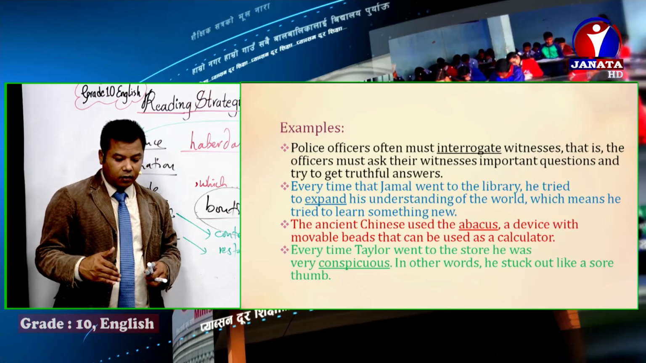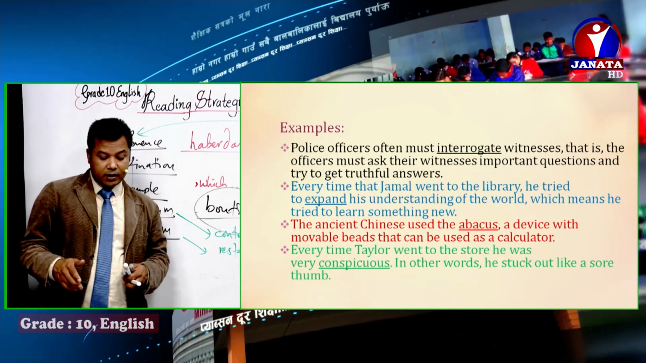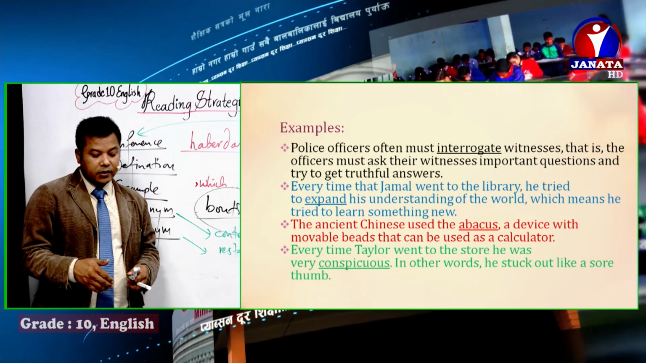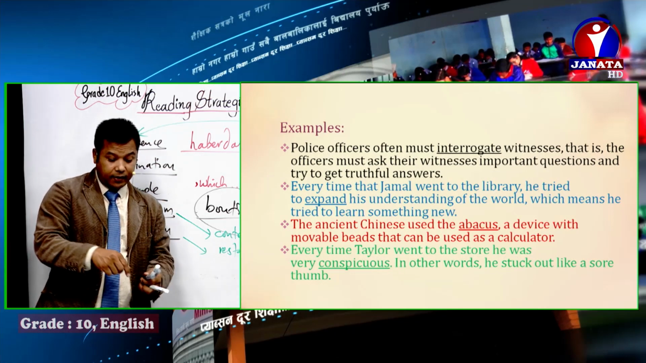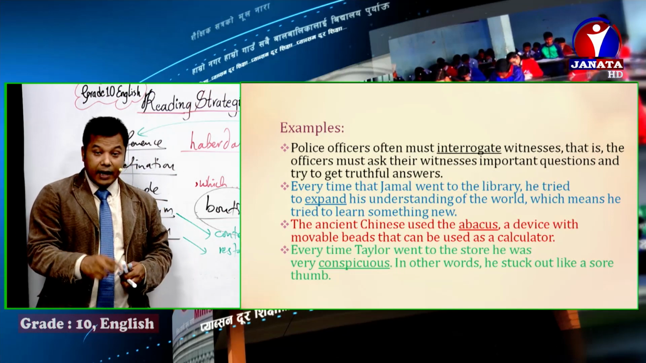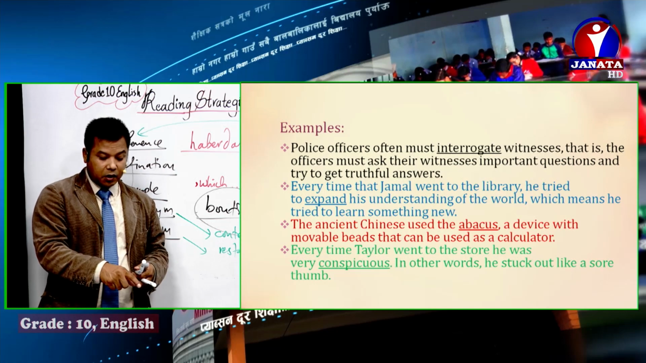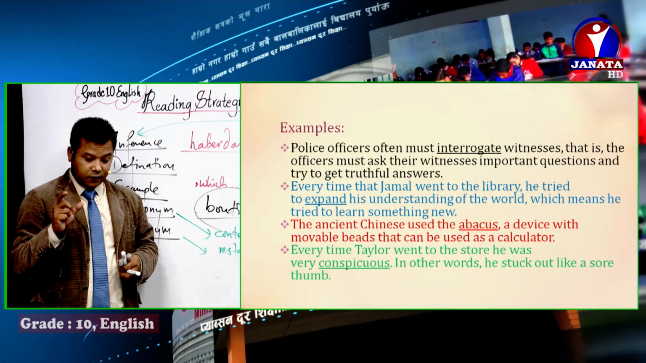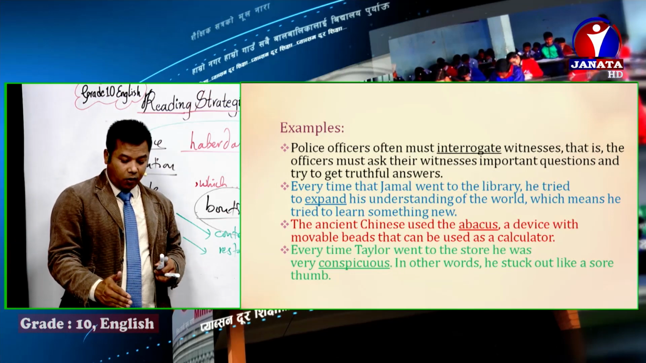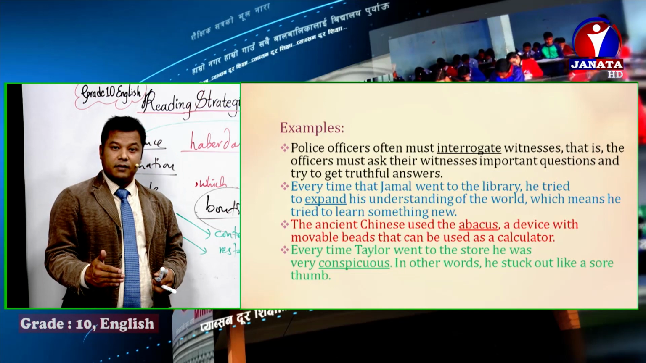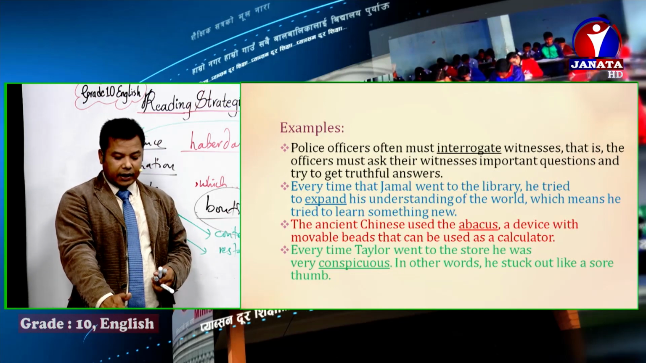Police officers often must interrogate witnesses. That is, the officers must ask their witnesses important questions and try to get truthful answers. So what is interrogate? The clues are there, like ask their witnesses important questions and try to get the truthful answers. Similarly, if you go over the last number in green, see the word conspicuous is quite difficult for many people to learn. Every time Taylor went to the store, he was very conspicuous. Now, what is this conspicuous? What are the clues? In other words, he stuck out like a sore thumb.